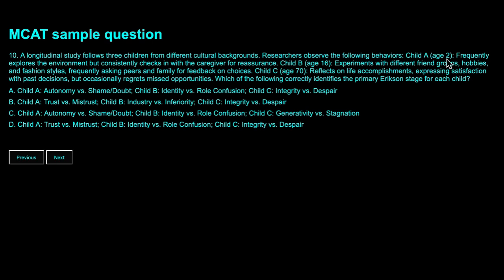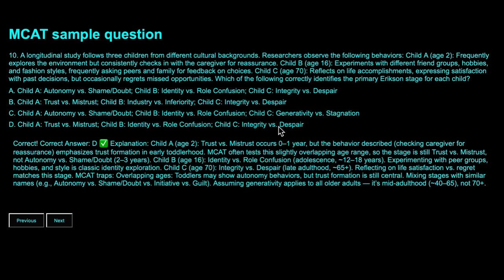And for child B, 16 years old, experiments with different friend groups, hobbies, and fashion styles, frequently asking peers and family for feedback on choices. That's identity versus role confusion, because they're trying to find their identity, but they're also confused. That's why they're asking these questions. That's B. And C, integrity versus despair. This is one of the final crises we face, and this happens late in life. So I would say D is the correct answer.